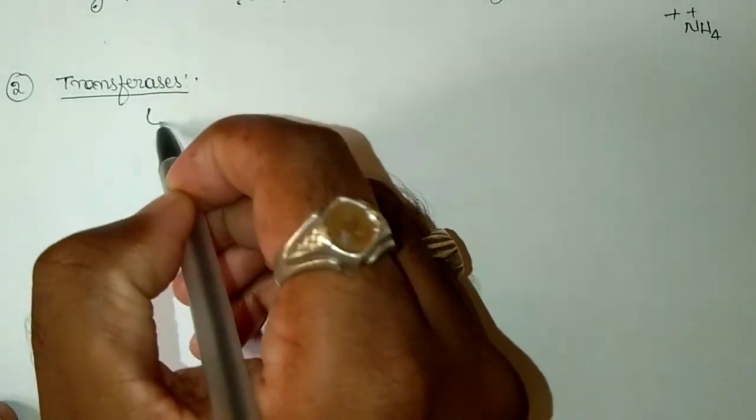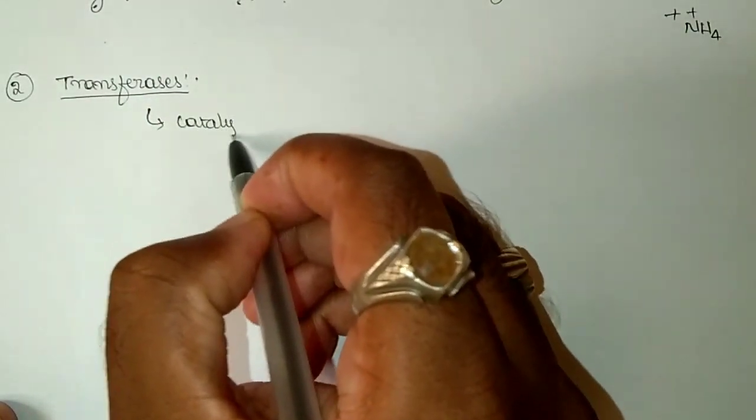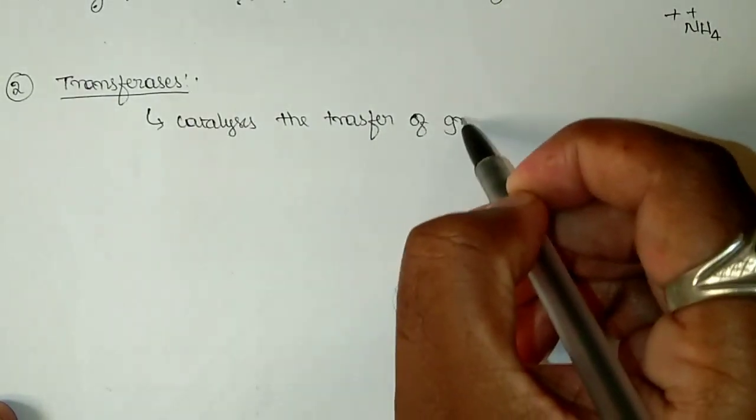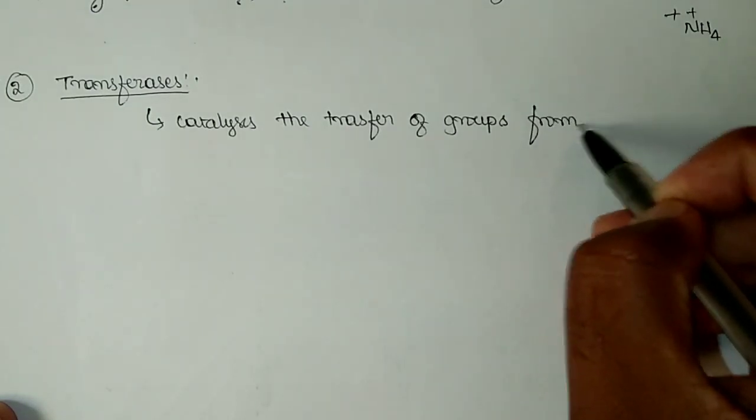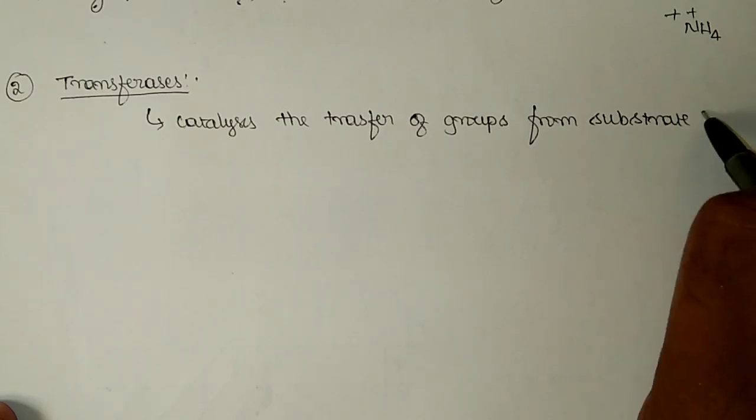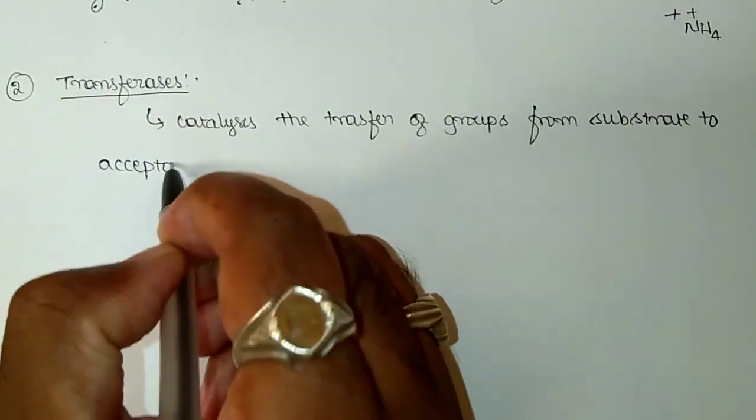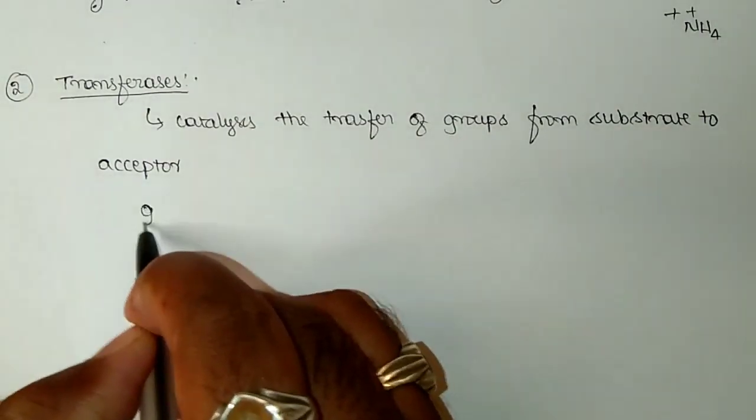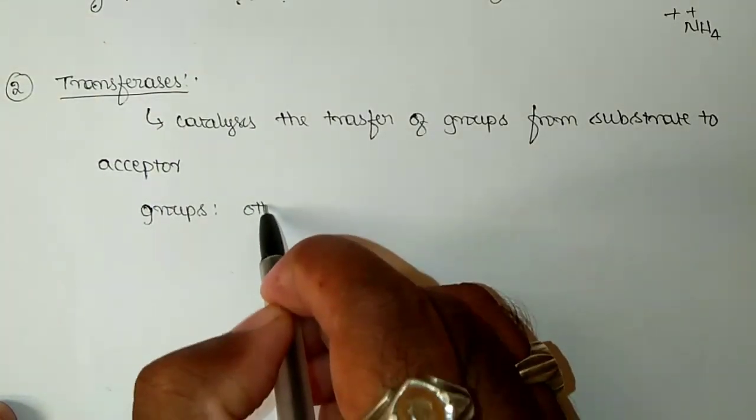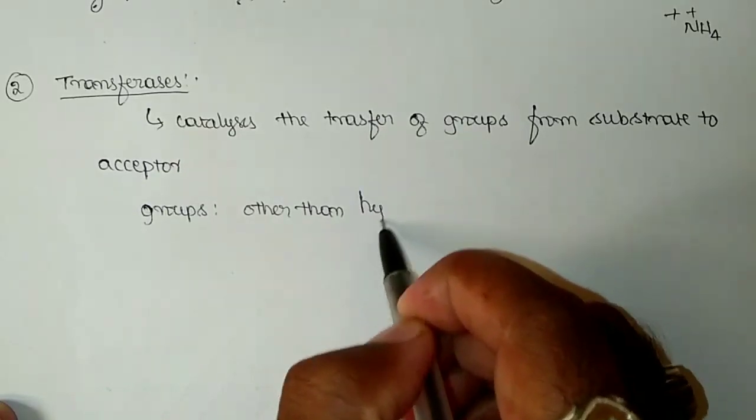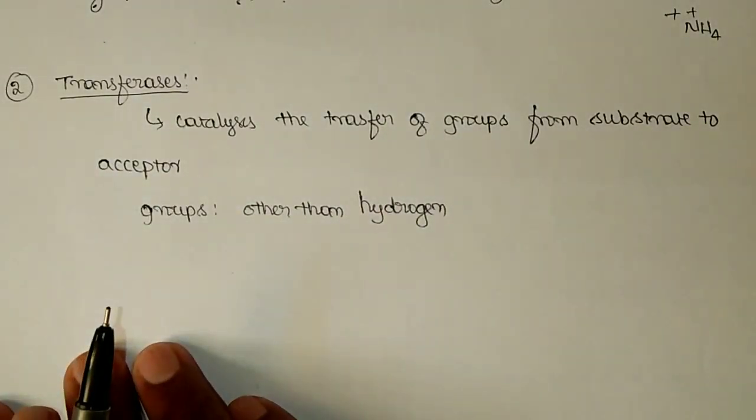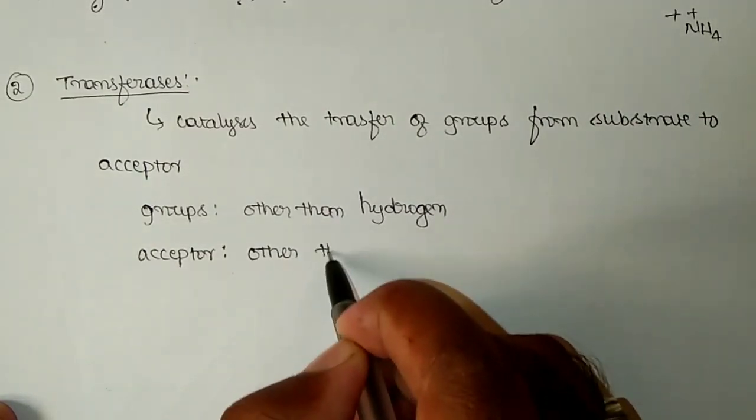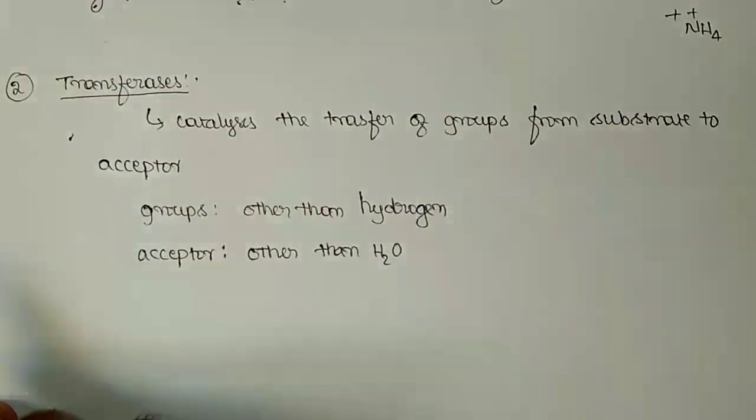So transferases are the enzymes that catalyze the transfer of groups from substrate to acceptor, and the groups can be anything other than hydrogen. So except hydrogen, any group can be transferred with the transferase, and the acceptor will be anything other than water. These are the conditions in case of transferases.